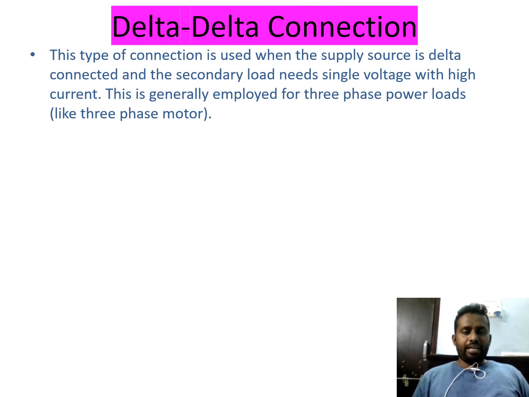Now the next type of connection is delta delta, the third type. As you can see, the primary is delta and the secondary is also delta, so there won't be any phase difference between the primary and secondary voltages as such. This type of connection is used when the supply source is delta connected and the secondary load needs a single voltage with high currents. If the load requires high current, then this type of connection can be used. This is employed for three phase power loads like three phase motors.